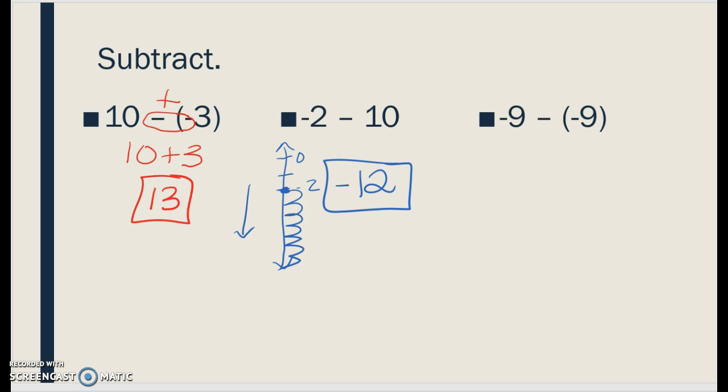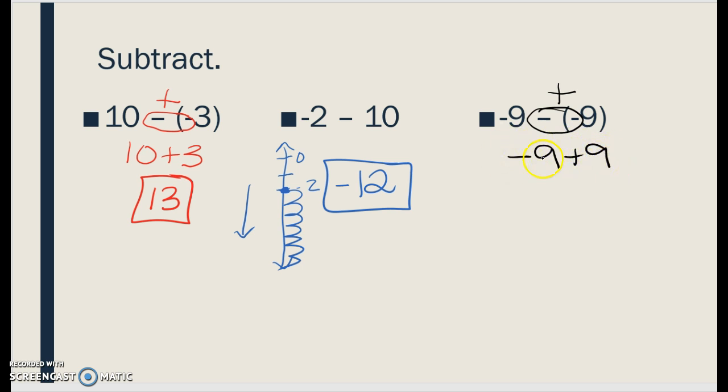And then our last problem here for subtraction, negative 9 minus a negative 9. So then that subtraction and my negative sign are right next to each other. Again, I circle those, turn that into an addition sign. So negative 9 plus 9.